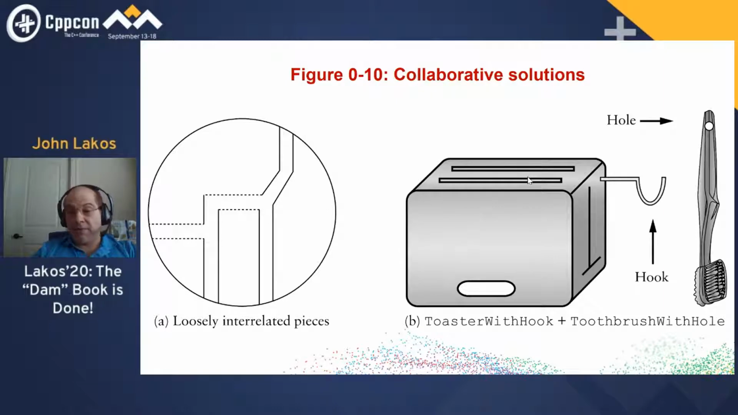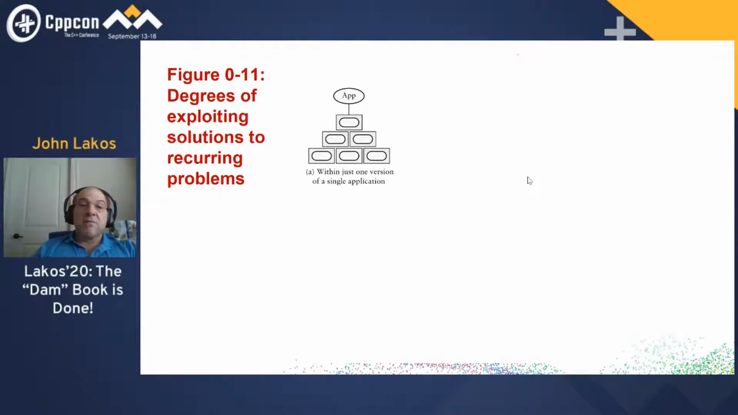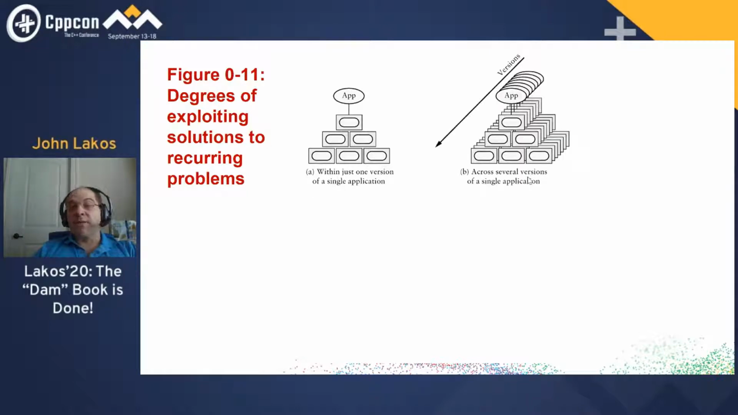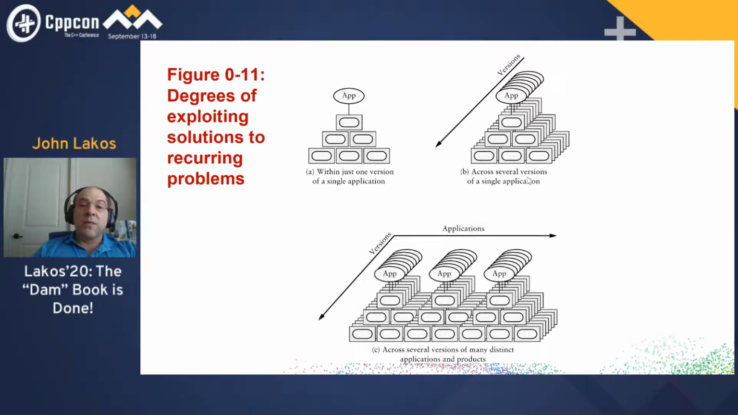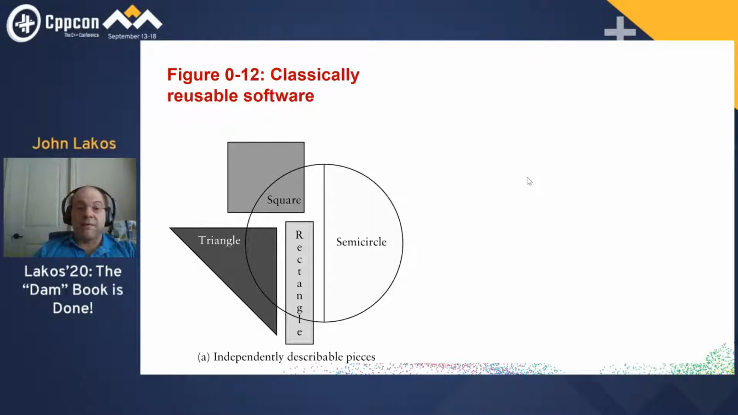These are collaborative pieces. So brittle pieces are usable within one version of one application. Collaborative pieces are usable across many versions of the same application, because from one version to the next, the basic design doesn't change that much. But what we're really looking for is to have many versions of many applications share the same software. That's the kind of reusable software we'd like to have.